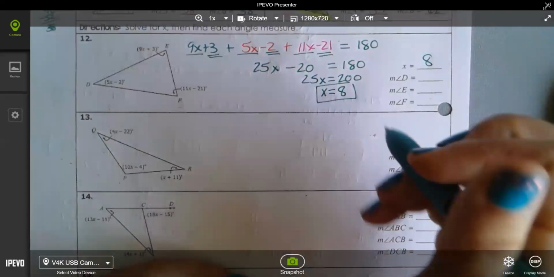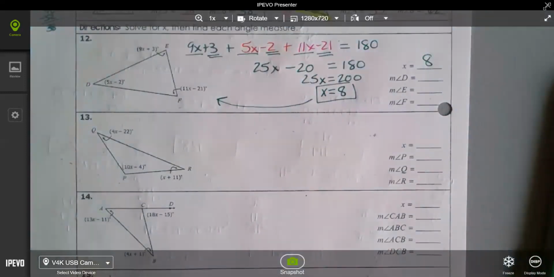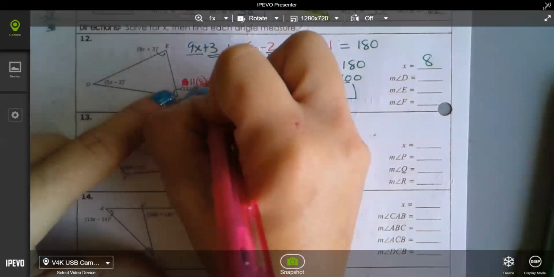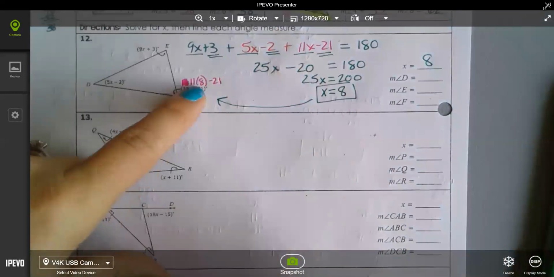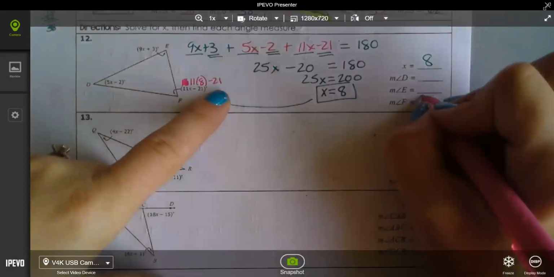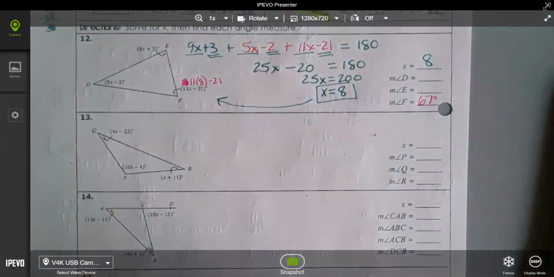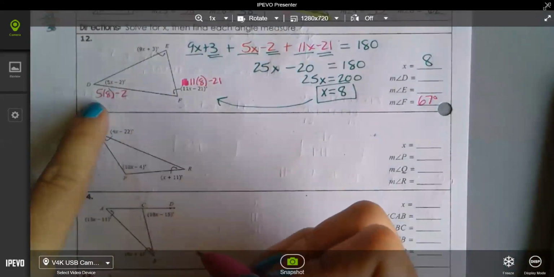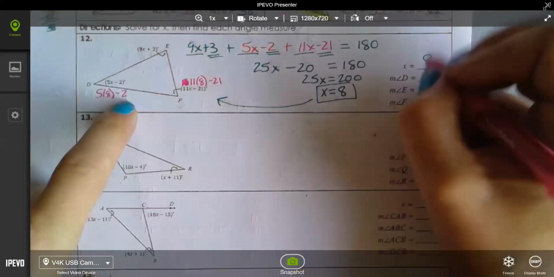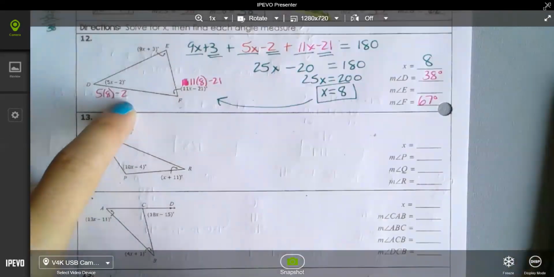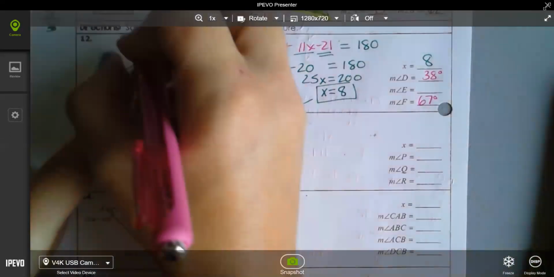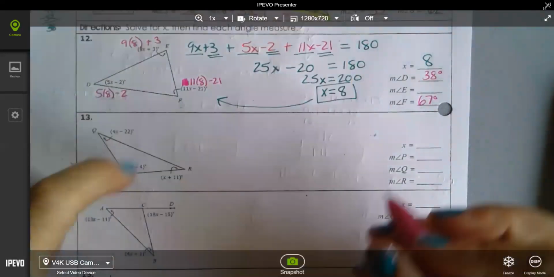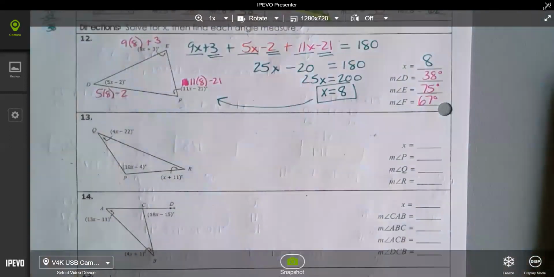So I'm going to take that 8 and go back and plug it in. This one's going to be 11 times 8 minus 21. So that's 88 minus 21. That's a 67 degree angle. This is going to be 5 times 8 minus 2. So that's 40 minus 2, a 38 degree angle. And then this one's going to be 9 times 8 plus 3, which is a 75 degree angle.